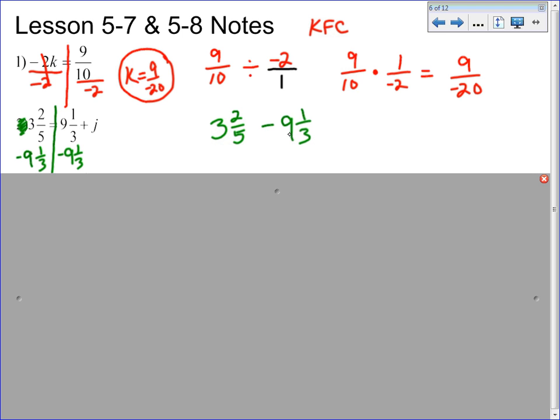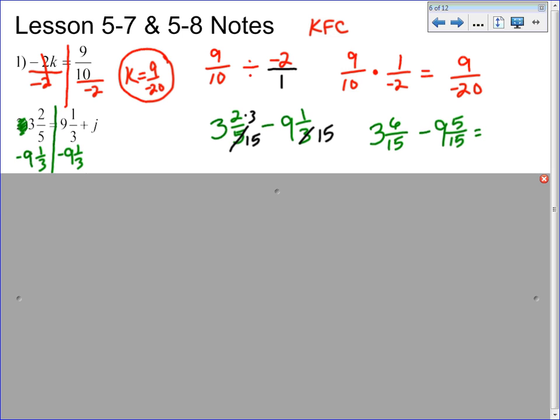Okay, so we need to get a common denominator. We're going to have 15 be our common denominator, because before you can add or subtract fractions, you must have a common denominator. 5 times 3 gives us 15, so we're going to take 2 times 3, and that'll give us 6/15. Don't forget your whole number. Minus 9, and then 3 times 5 is 15, so 1 times 5 gives us 5/15.